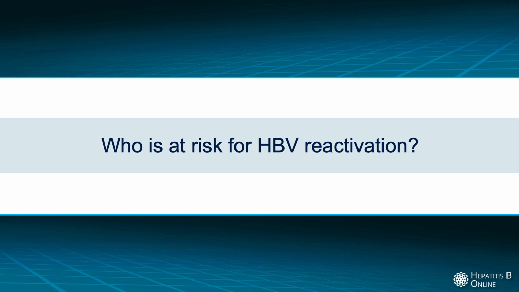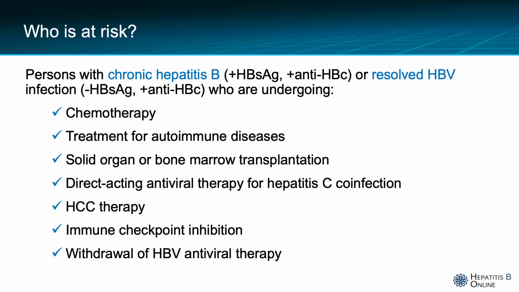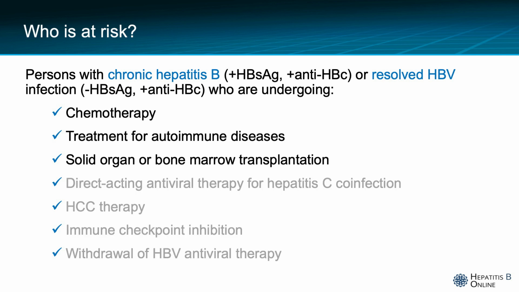So who is at risk for HBV reactivation? So there are a variety of clinical scenarios where HBV reactivation can occur. The first 3 settings, chemotherapy, treatment for autoimmune diseases, solid organ or bone marrow transplantation, are scenarios that involve immunosuppression of some kind, and these are the more common scenarios that I will be addressing today. The last 4 are special circumstances where HBV can reactivate that I will not be addressing in my talk, but these are worth noting.